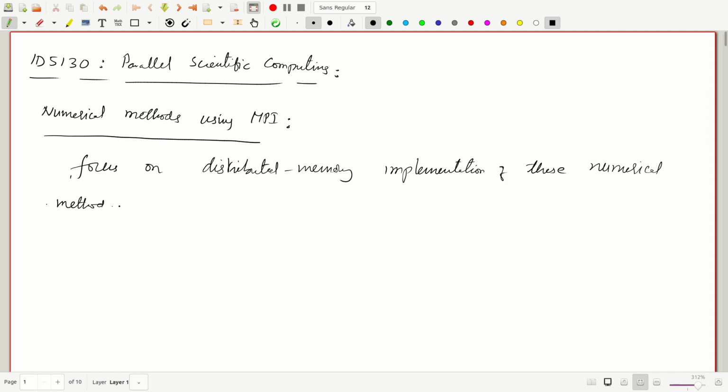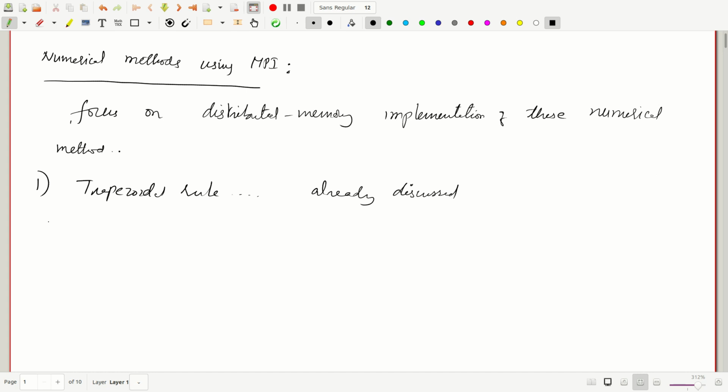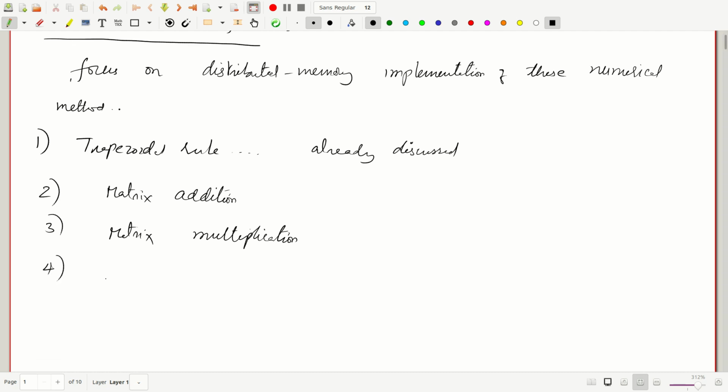If we start off with the numerical methods, the first one is of course the trapezoidal rule for numerical integration, which we already discussed, so we don't have to do it again. For today's lecture, I'm going to go through matrix addition as well as matrix multiplication, and depending on the time, we'll also get started with explicit finite difference schemes. As we have already covered the trapezoidal rule, let us get started with matrix addition.